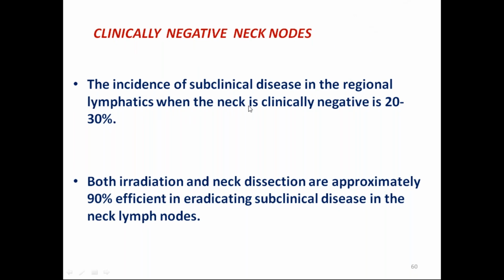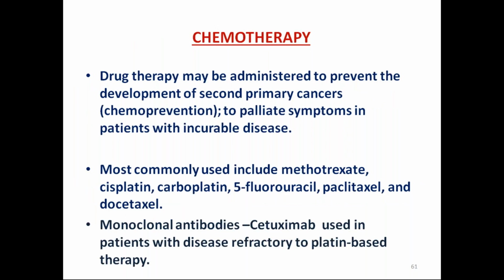When do we say it is negative? So clinically negative nodes, the incidence of subclinical disease in the regional lymphatics when the neck is clinically negative is 25 to 30% of cases. Both irradiation and neck dissection are approximately 90% effective in eradicating subclinical disease in the neck lymph nodes.